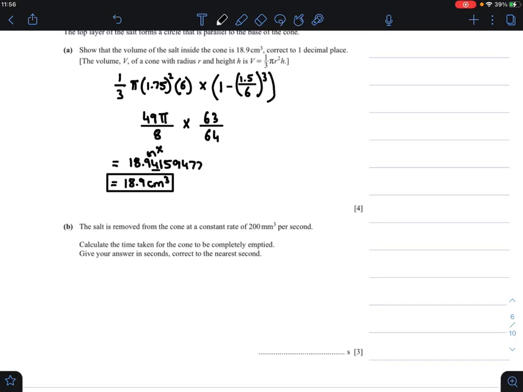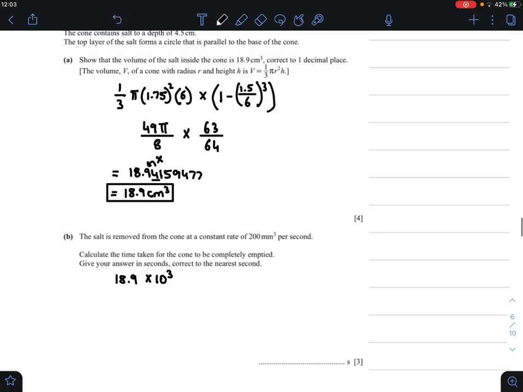So they are telling us that the salt is removed from the cone at a constant rate of 200 millimeter cube per second. Now we calculated our answer in centimeter cube. So first, to convert centimeter to millimeter, what we do is we multiply it by 10. But since it is millimeter cube and centimeter cube, we will multiply it by 10 raised to 3. So this will give you the total volume of salt in terms of millimeter cube. Now we can divide it by the rate that the salt is removed, that is 200 millimeter cube. So therefore now we just need to simplify this.